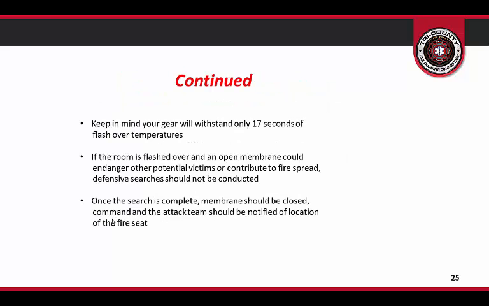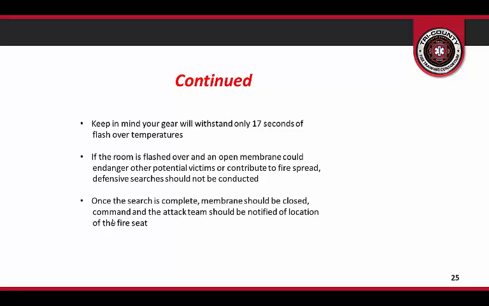Keep in mind our gear will withstand 17 seconds of flashover temperature, so we don't want to be in a flashover, but if we're in pre-flashover and we can get in and give a victim one last chance, then we obviously want to do that. If the room is flashed over, and especially if opening the membrane further could endanger potential victims or contribute to fire spread, then it shouldn't be conducted. And if it's in flashover, then we know victims are not going to be alive in that room. And again, it's not a searchable room, so we're looking at searchability.